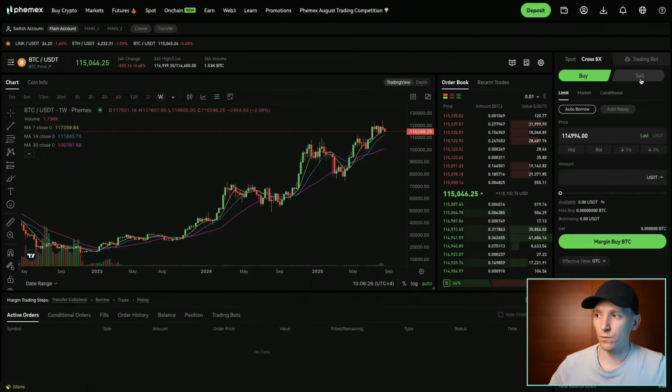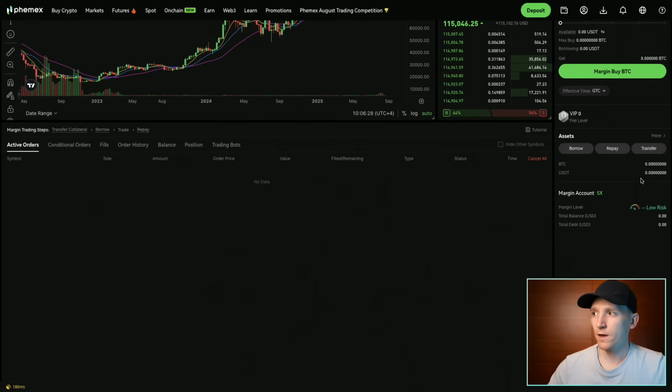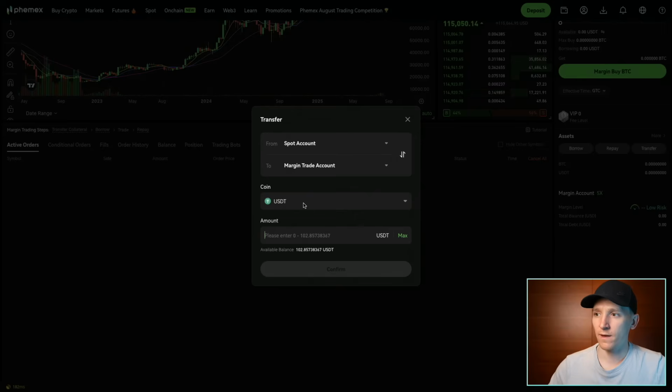You're going to have to transfer some funds into your margin trading account if you want to trade in margin. So come down to the bottom. I think you have to enable margin trading as well here. Read some terms and conditions. And then, as you can see, we want to transfer some assets over, from the spot account into margin trading. We can just confirm that. So now we have some assets in our margin trading account.